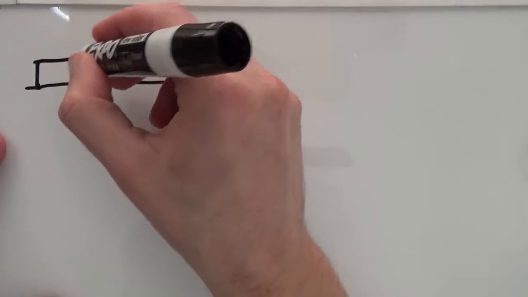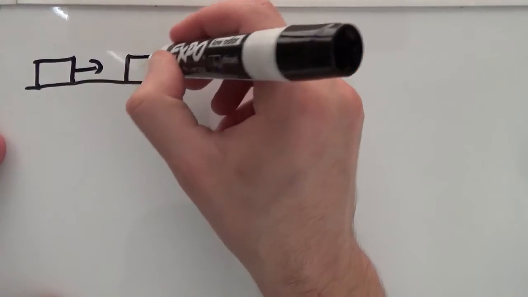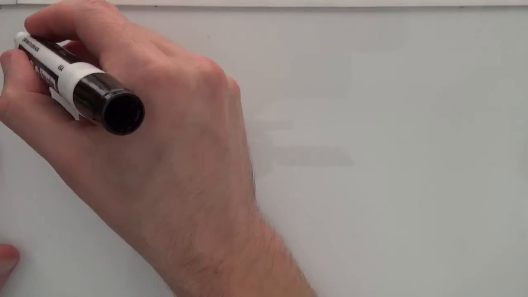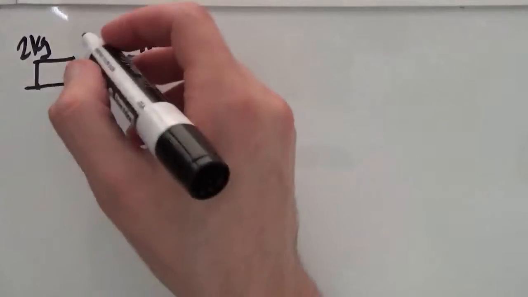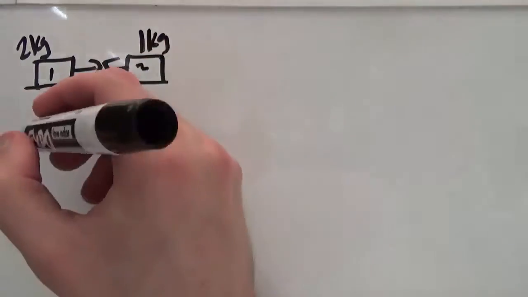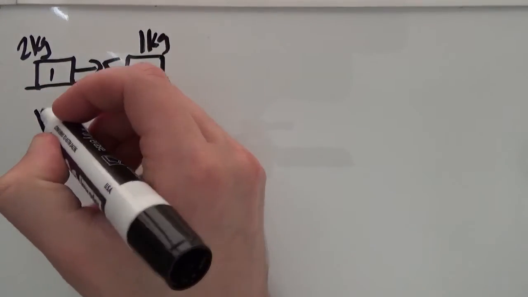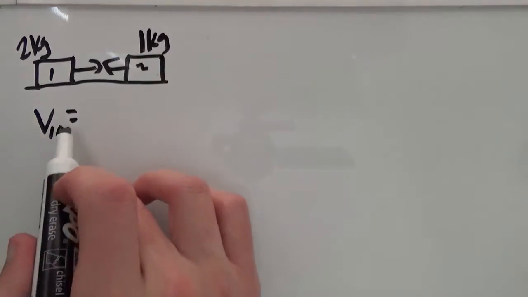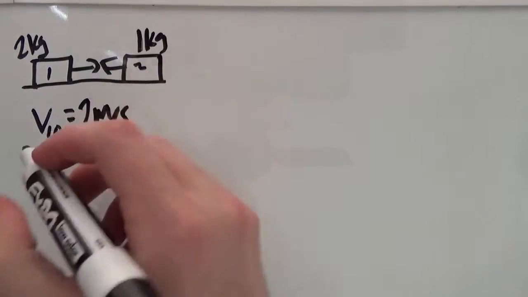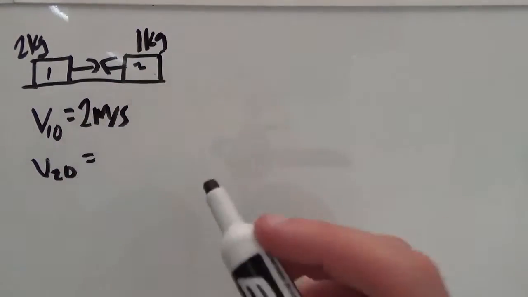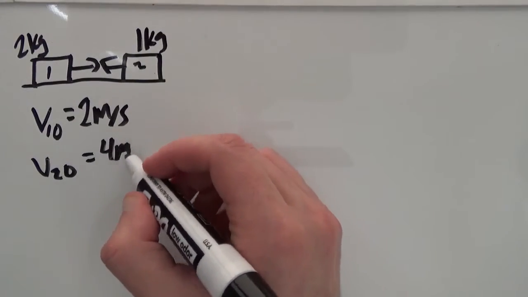So let's say we have two little boxes that are moving towards each other, right? Let's say this box has a mass of 2 kilograms, this block has a mass of 1 kilogram. They're moving towards each other. Let's say this is block 1, this is block 2. Block 1 has an initial velocity of 2 meters per second, and block 2 has an initial velocity of 4 meters per second.